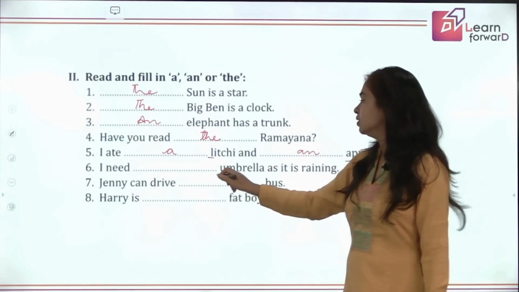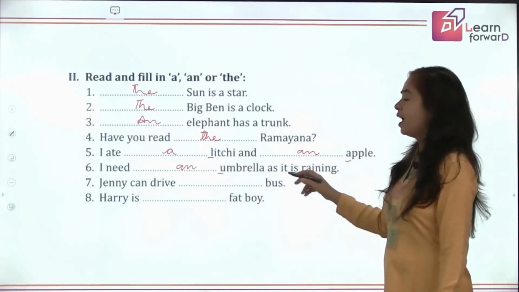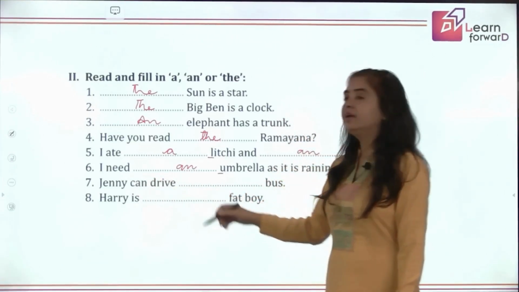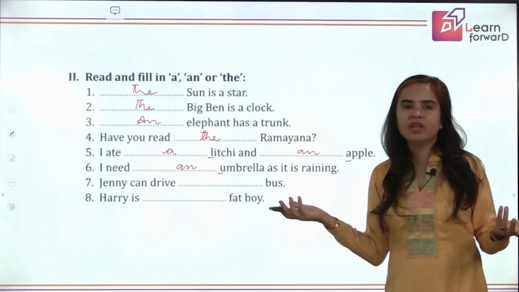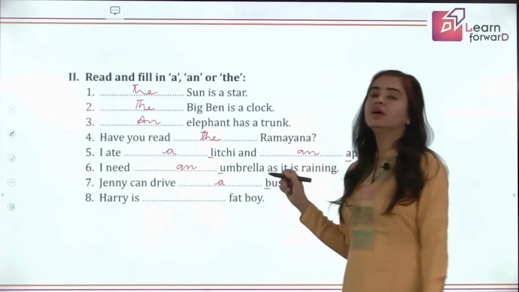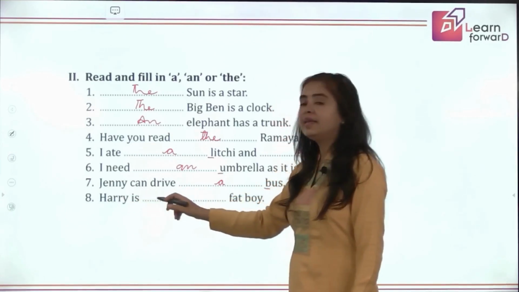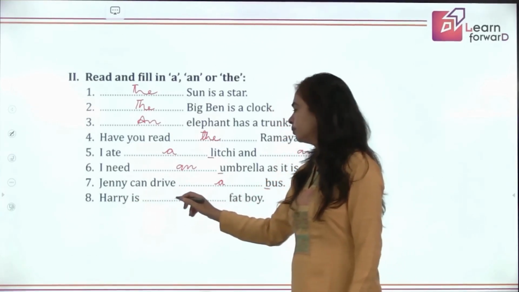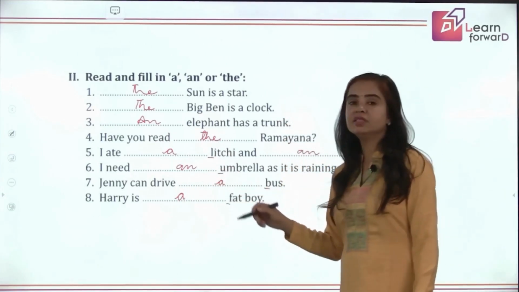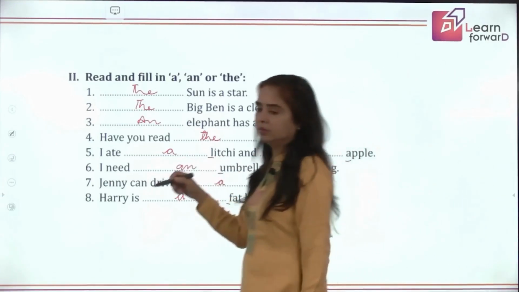You need just one umbrella. It is a vowel sound, so it will be an. As it is raining, you need to go out and carry an umbrella. Jenny can drive, and if she knows driving, she can drive any bus, not a particular one. So it's a, and a consonant sound. So also it is. Harry is a fat boy. We are talking about a boy, and the F in fat is a consonant sound here.